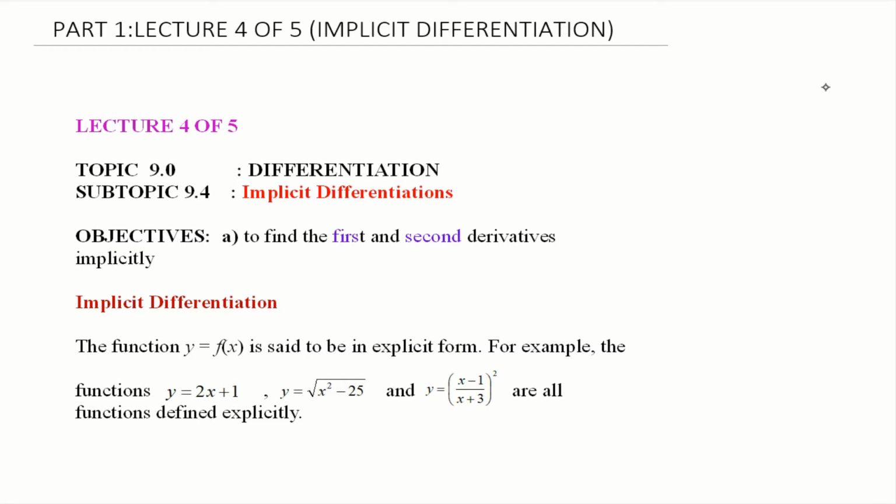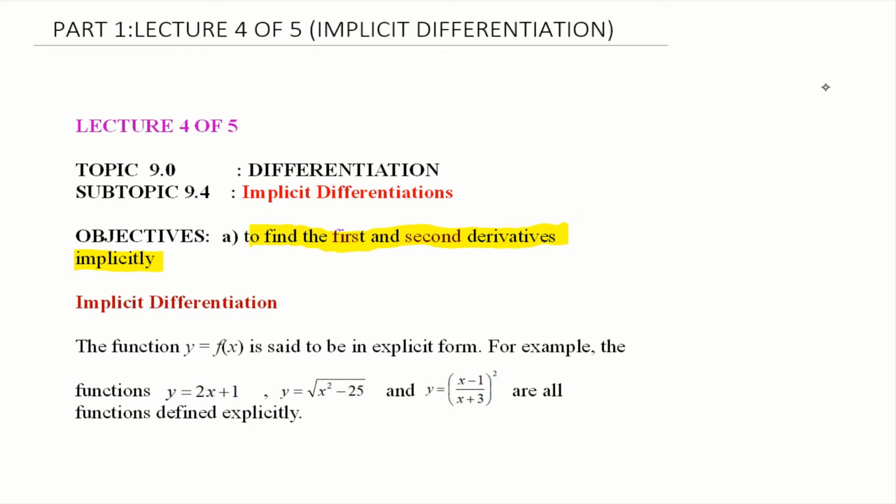Today we are going to continue lecture 4 of 5 for topic 9, differentiation. For this lecture, we are going to discuss subtopic 9.4, implicit differentiation. The objective for this lecture is to find the first and second derivative implicitly.